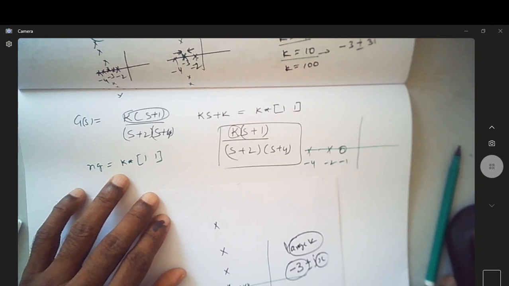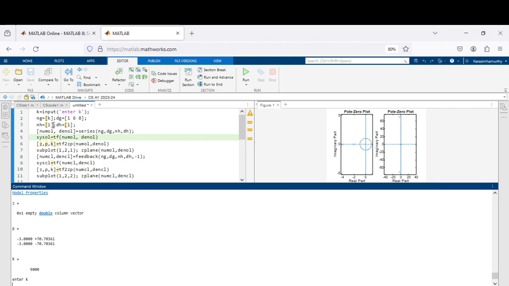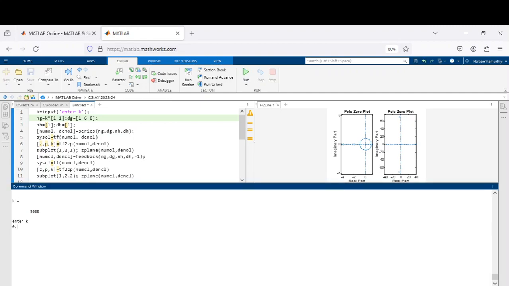So let me just go here. This has to be modified to k multiplied by 1 space 1. So this is actually introducing a 0 to the system. The moment I run this, since it is asking for the value of k, let me give the value of k as 0.1.